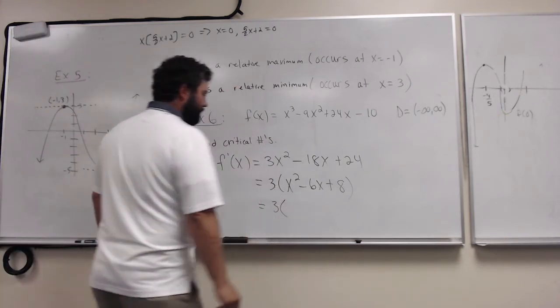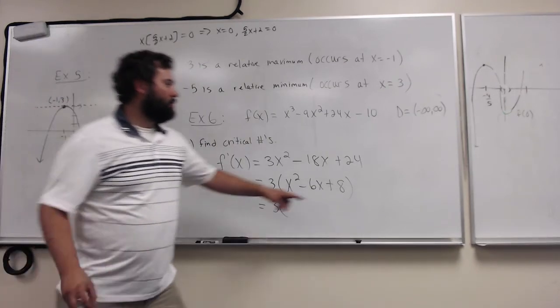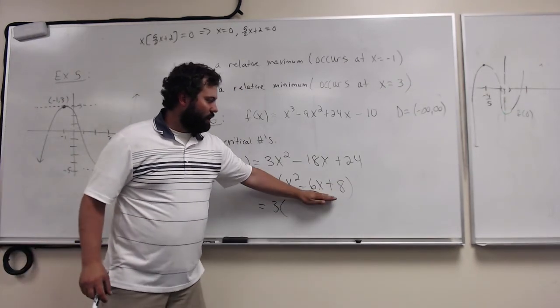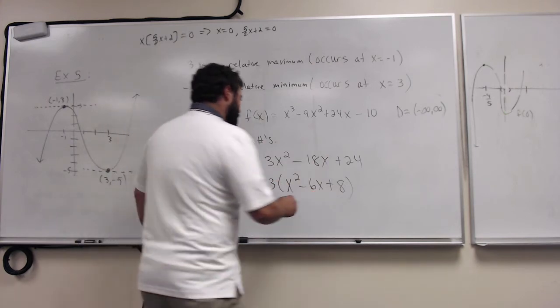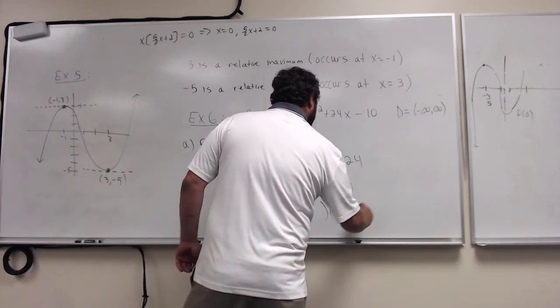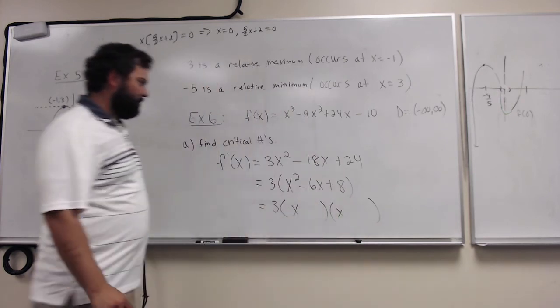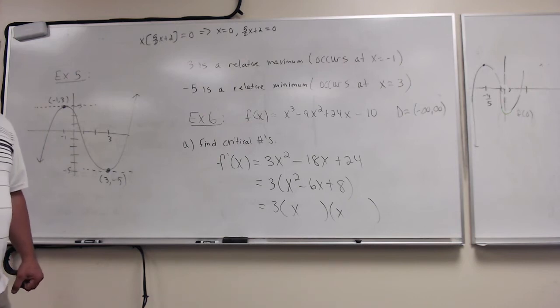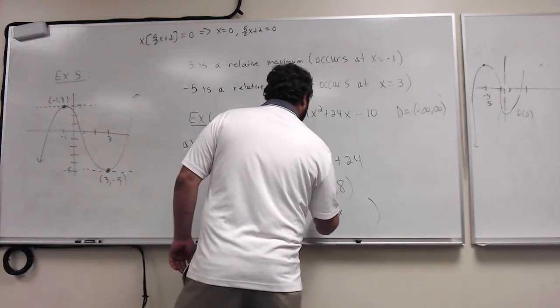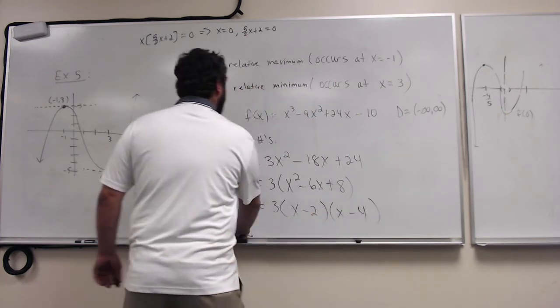Otherwise what you'd have to do is set this equal to 0 and use the quadratic formula on this if it doesn't factor. And then what's it going to factor as? You're going to have two terms that begin with x, and the two numbers need to multiply to positive 8 and add to minus 6. Minus 2 and minus 4 will work.